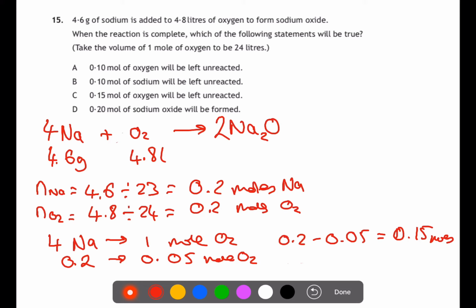If we look through the answers, we have A, 0.1 mole of oxygen will be left unreacted. That's incorrect. B, 0.1 mole of sodium will be left unreacted. All of the sodium reacts, so that is incorrect. C, 0.15 moles of oxygen will be left unreacted. And D, 0.2 moles of sodium oxide will be formed. So C is the answer.